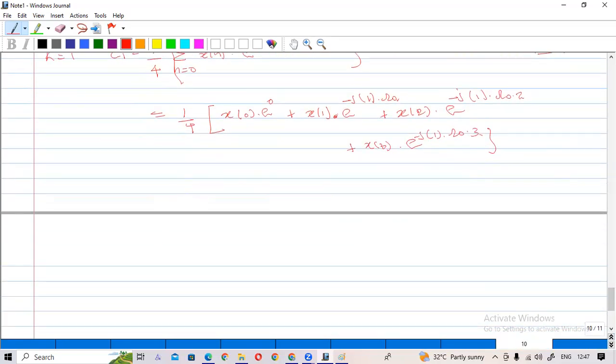So you have 1 over 4. The x[0] value will be 0, plus the x[1] value will be 1, e to the power minus j omega pi by 2, plus x[2] is 2 e to the power minus j.